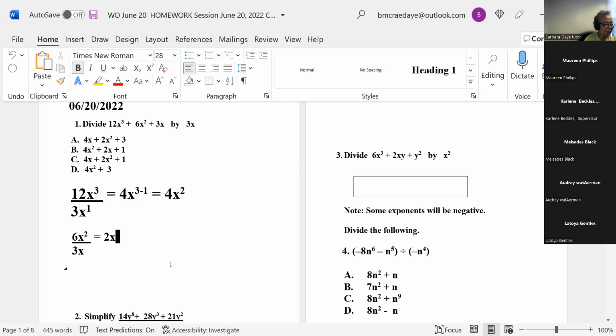Okay. 6 divided by 3, Audrey got 2, right, Mercedes? Remember your exponent rules. Dividing, you subtract the exponent of your denominator from the exponent of your numerator. So 2 minus 1 is 1. That's why Audrey said x, because it's x to the 1. 1 is the default. You got it? Okay.